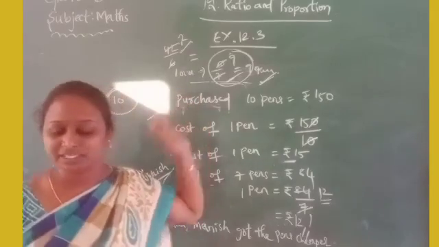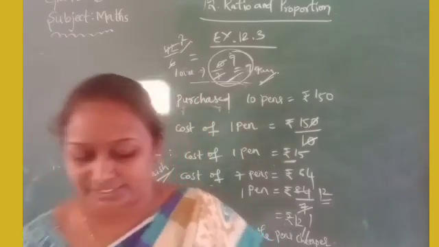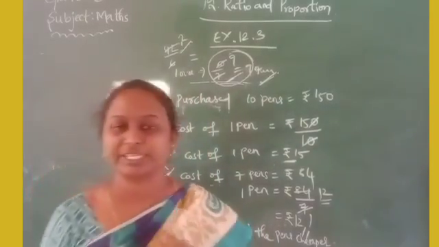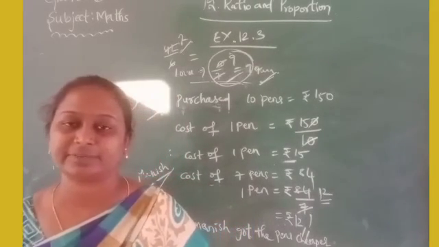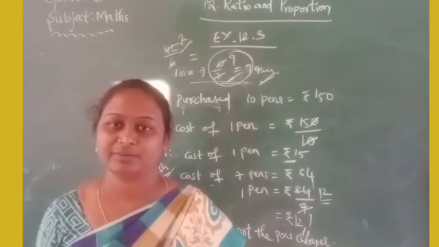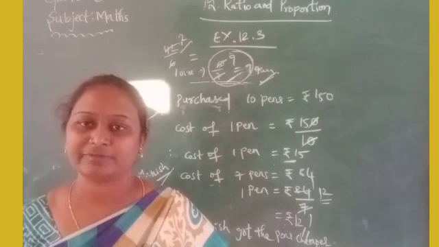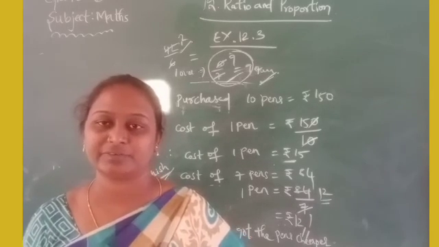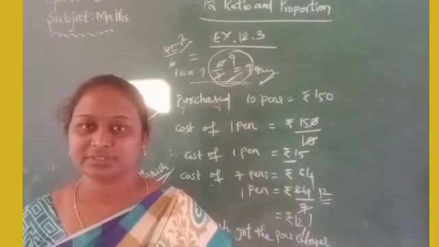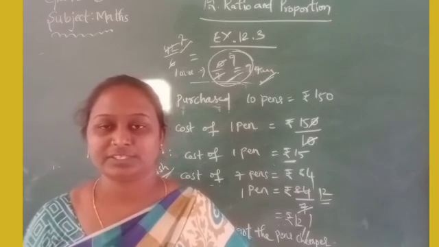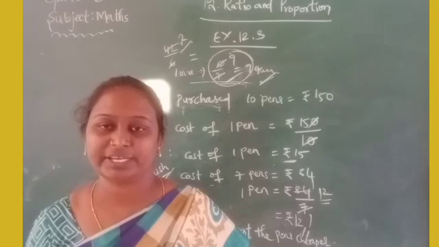Okay, children? So like this, by using the unitary method, we can solve the problems. What is the unitary method? First find the value of one unit and then find the value of the required number of units. This is the unitary method. Okay, these are all very useful to you in your daily life. We can solve any problem.